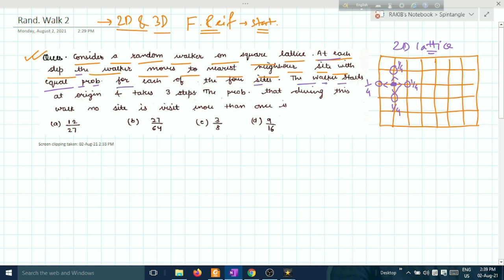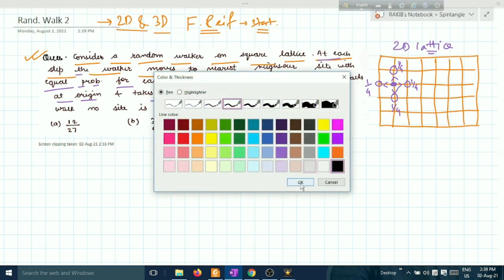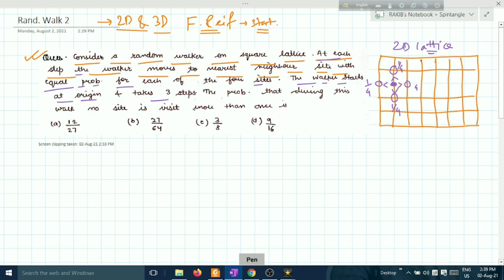The walker starts at the origin and takes 3 steps. Let the walker start at the origin. First of all, let me remove this. Let the walker start at the origin. Suppose this is the origin, and take 3 steps.